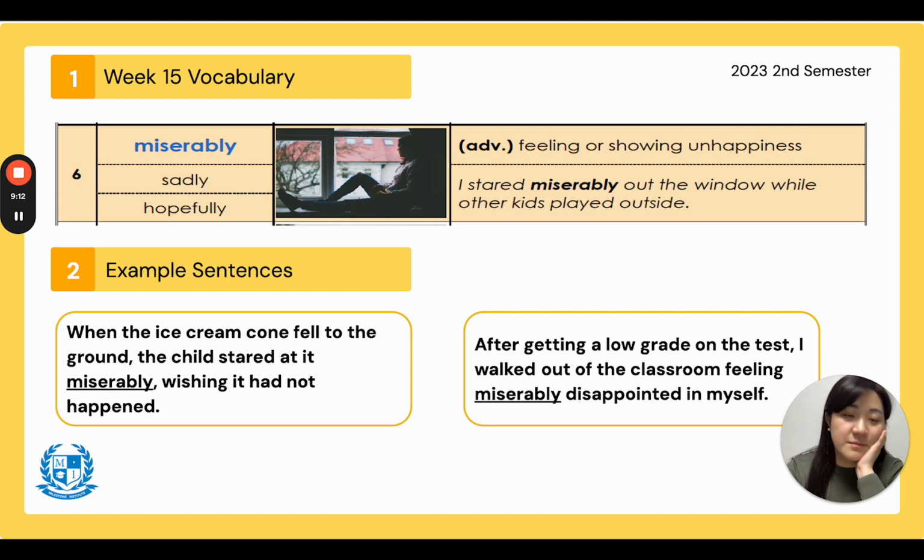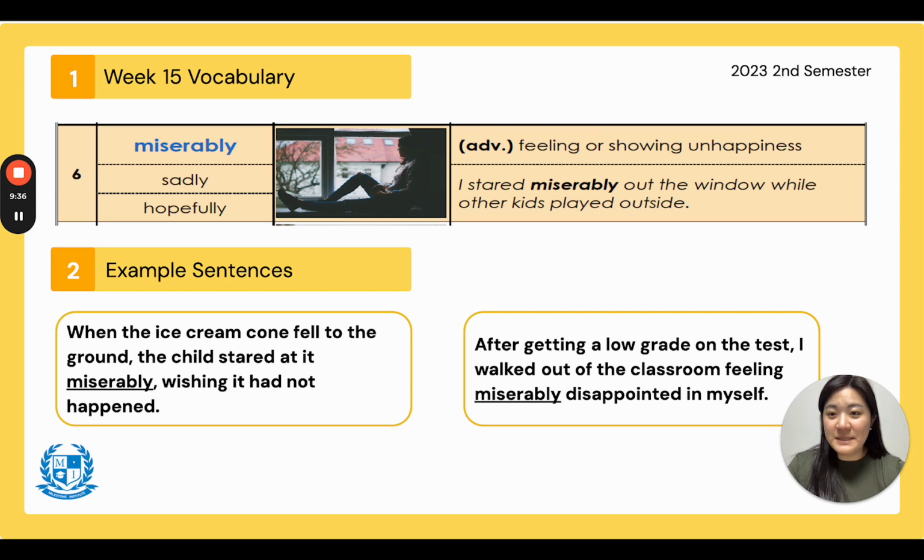I stared miserably out the window while other kids played outside. So maybe this is you while you're doing your homework and you see other people playing outside, but you're miserably looking at them, meaning you're very sad. Repeat after me. I stared miserably out the window while other kids played outside.